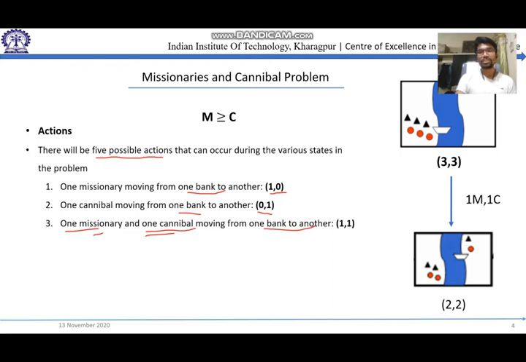So we'll see what is basically happening in this particular action. Here this is the initial state where there are three missionaries and three cannibals. They are on the left side.